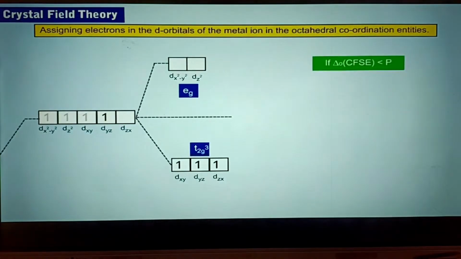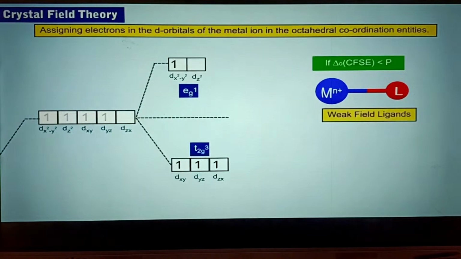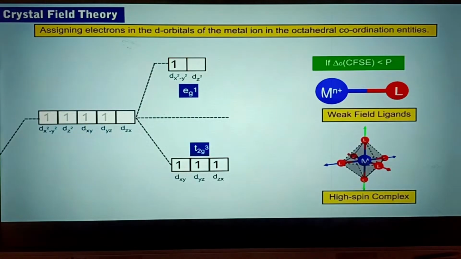If the crystal field splitting energy is less than the pairing energy, then the fourth electron enters one of the higher energy Eg orbitals, giving the configuration T2g3 Eg1. Ligands for which the crystal field splitting energy is less than the pairing energy are known as weak field ligands. The complexes formed with these ligands would be high-spin complexes.